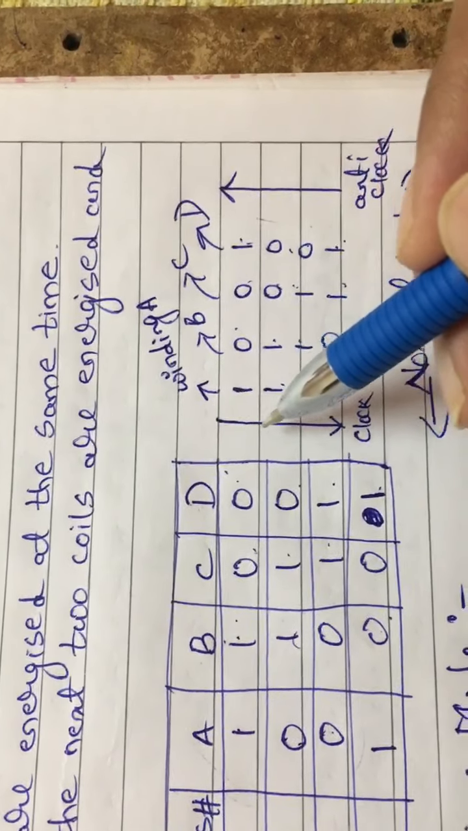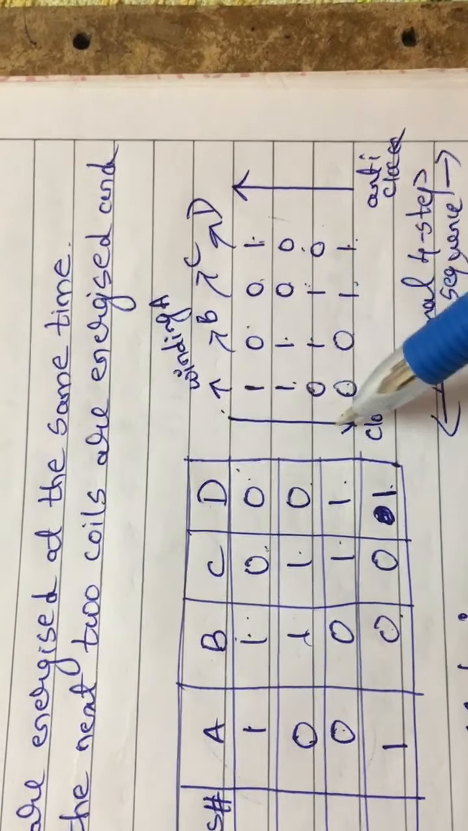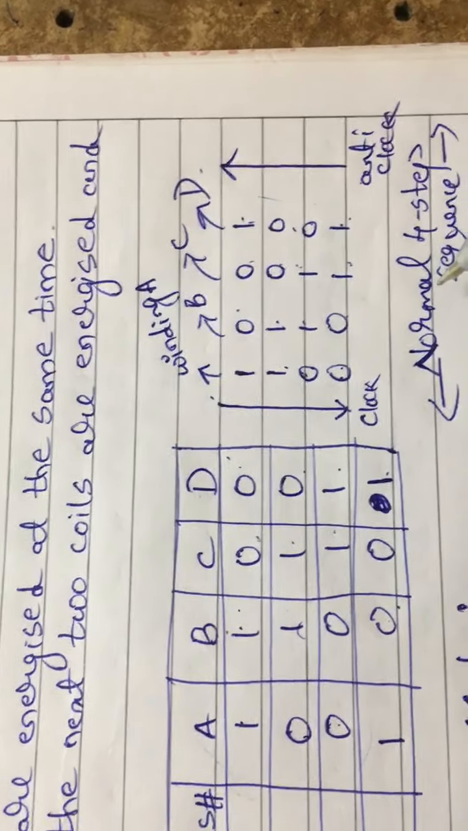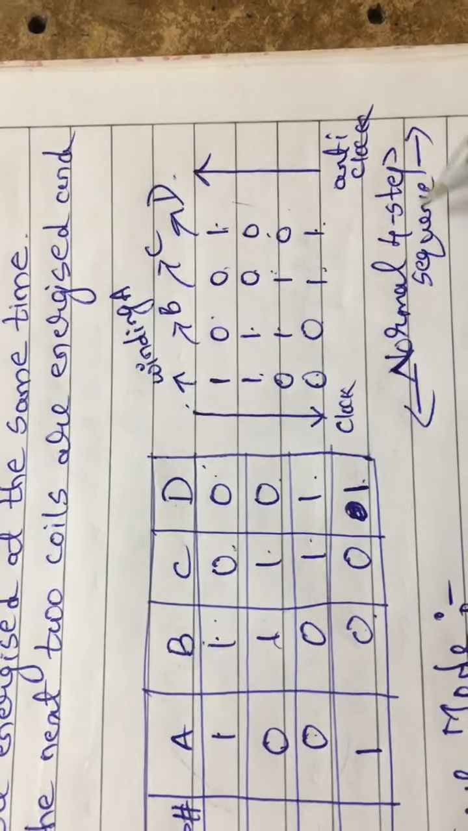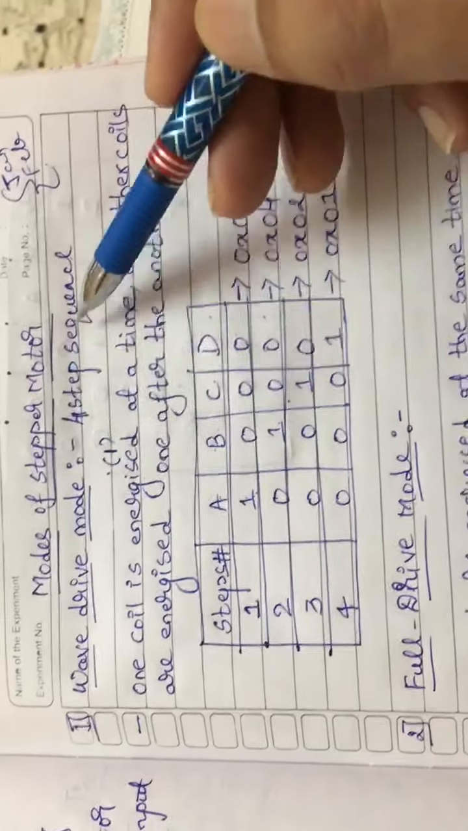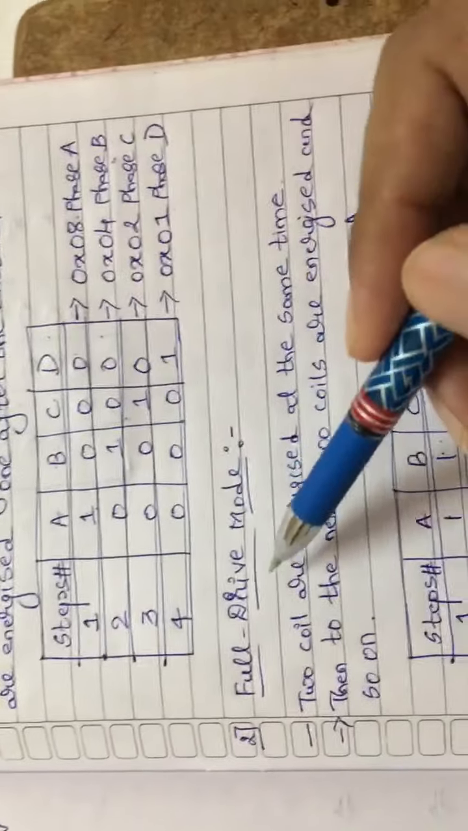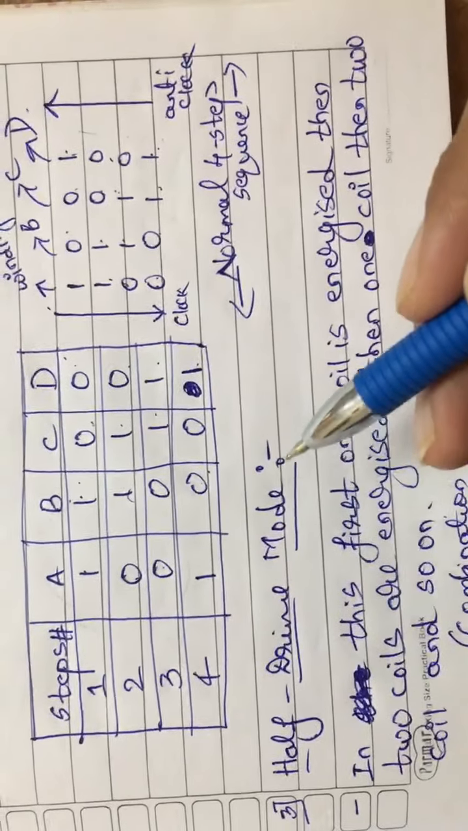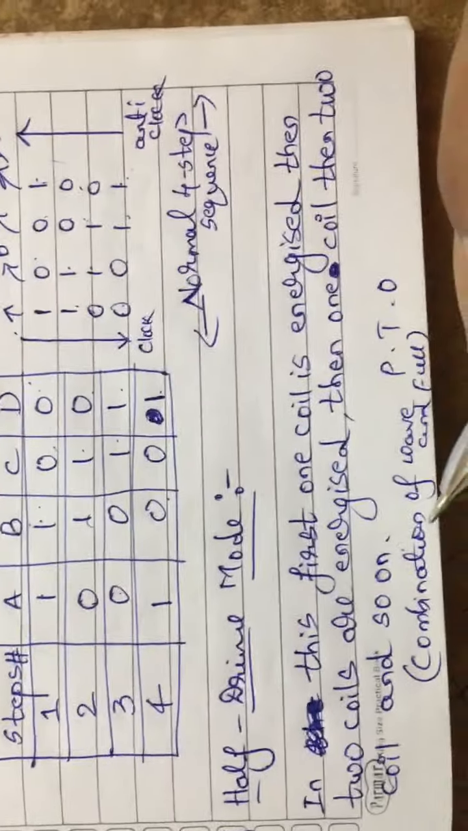If I take from top to bottom, it is clockwise. From bottom to top, it is anti-clockwise. So this is called the normal 4-step sequence, right? The most important one is, this is about the wave drive mode 4-step sequence and the full drive mode 4-step sequence, and the next one is half drive mode.